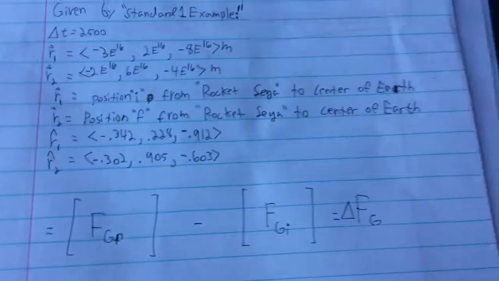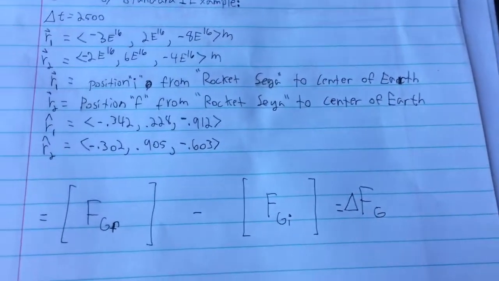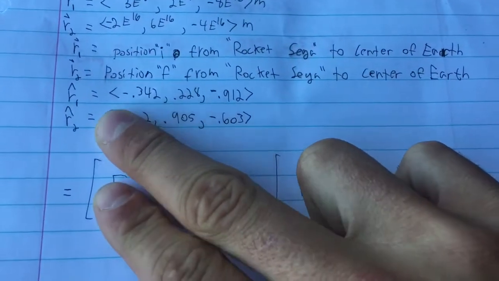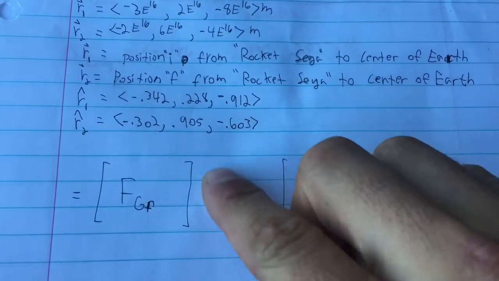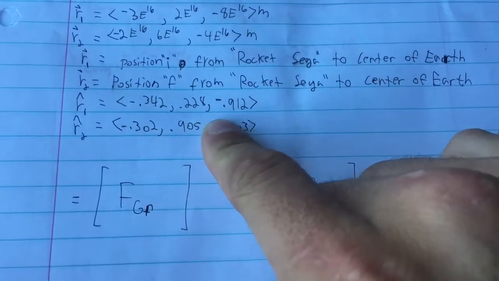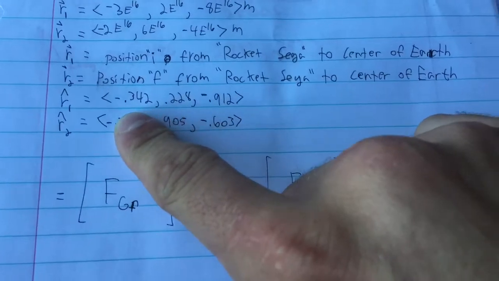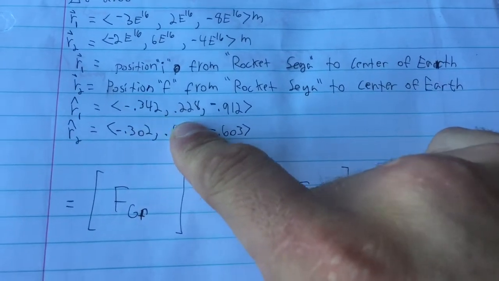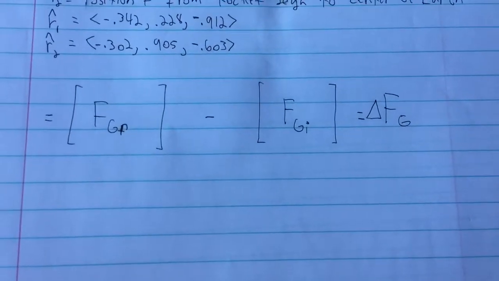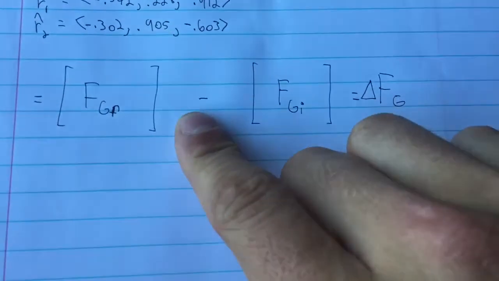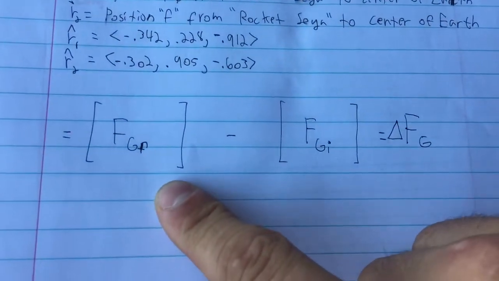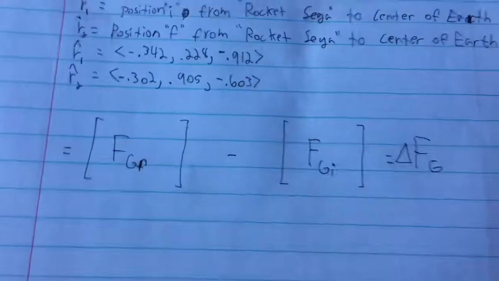We calculated them in part 1 in standard 1, and we found that our unit vectors do change over these two different positions. So the direction of the gravitational force acting on rocket Sega will be different because it's a different unit vector. So we're going to subtract our initial gravitational force from our final gravitational force of the Earth acting on rocket Sega.